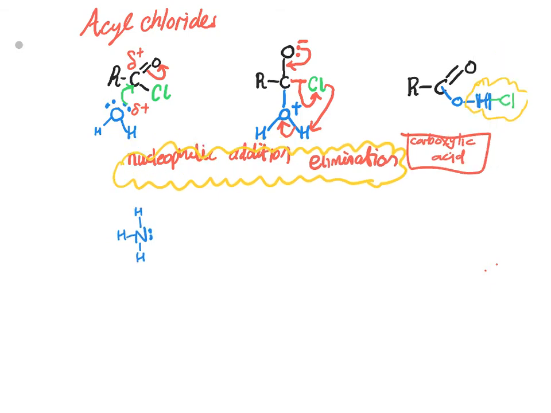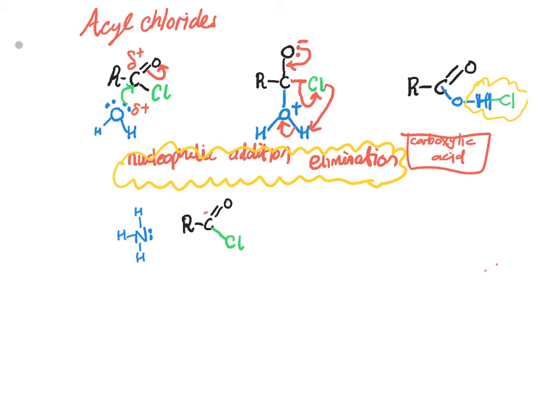What you should do next is to try to write out the mechanism for the nucleophilic attack of ammonia on an acyl chloride, and then check the video to see if you've got it correct. So what we're now going to do is we've got a general acyl chloride, and this time instead of water, the nucleophile is ammonia.